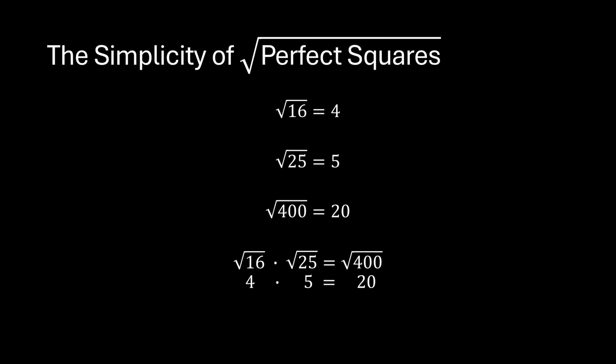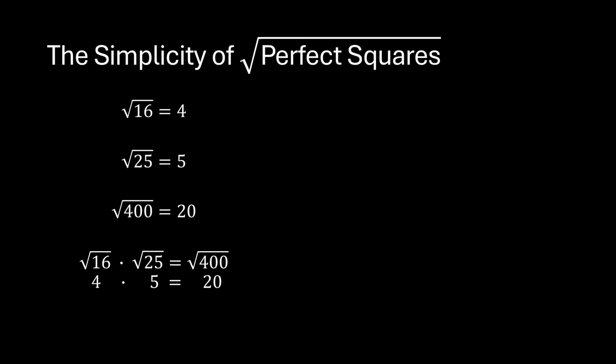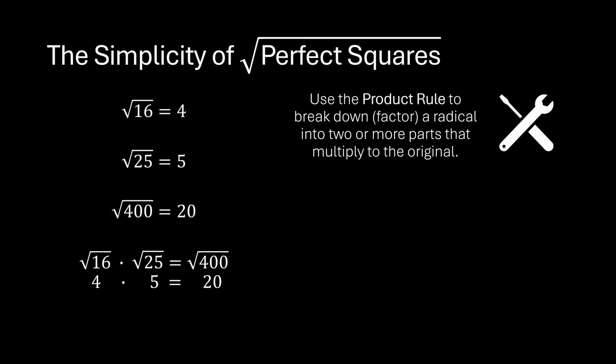Let's take the square root of 16 and multiply it by the square root of 25. Well, 16 times 25 is 400. And this is a very important fact, 4 times 5 equals 20. What this means is, of course, that we can go backwards. We can take a big square root and we can split it into two smaller numbers. This is called the product rule.